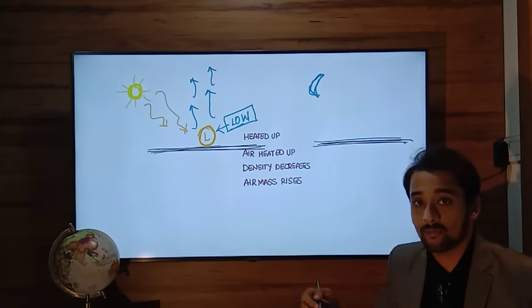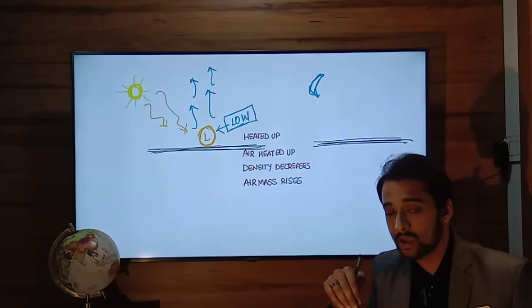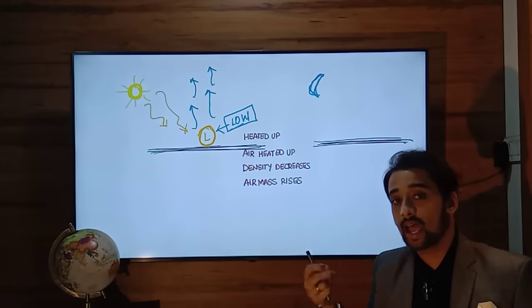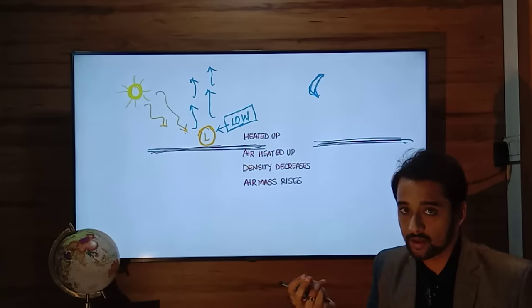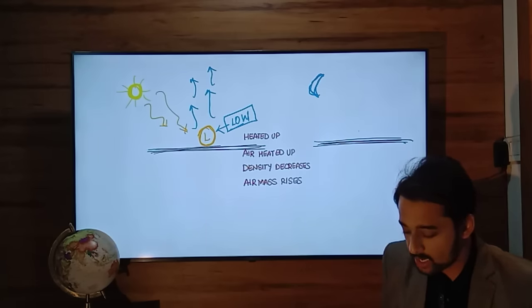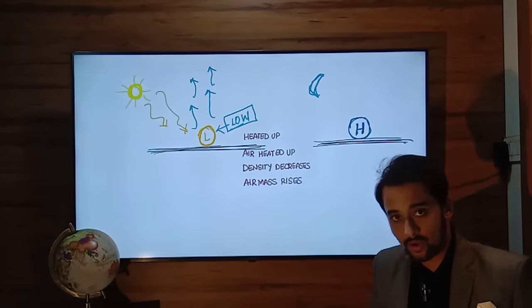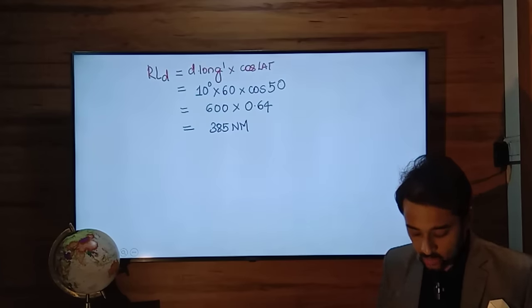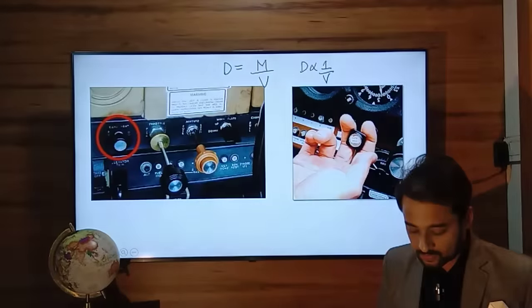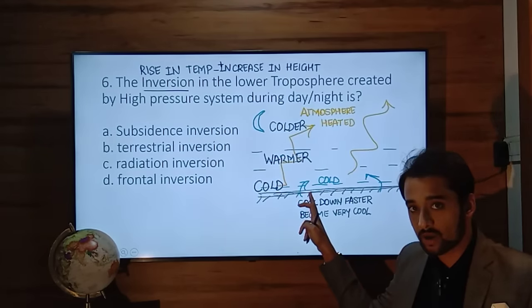this low pressure will weaken. It will decrease in its value. If the land has cooled down excessively, it will diminish or disappear totally. And in its place, there will be a high pressure region created. So this is how inversion happens over here.